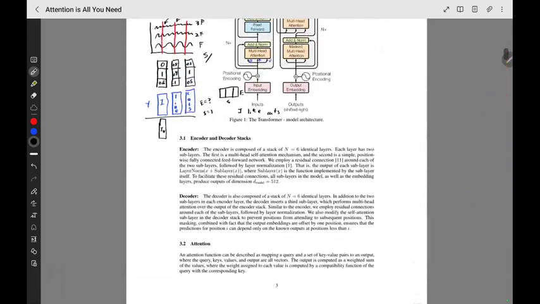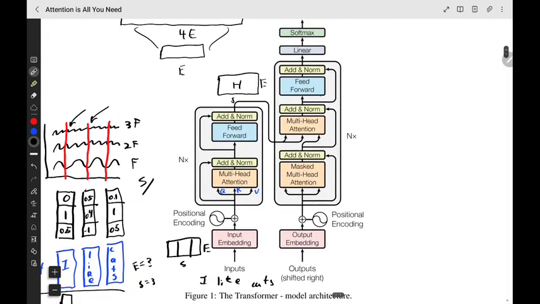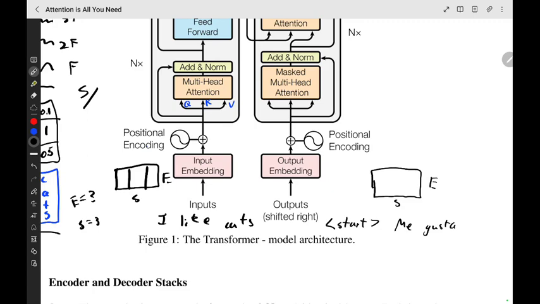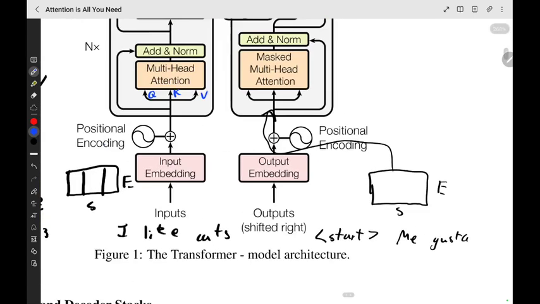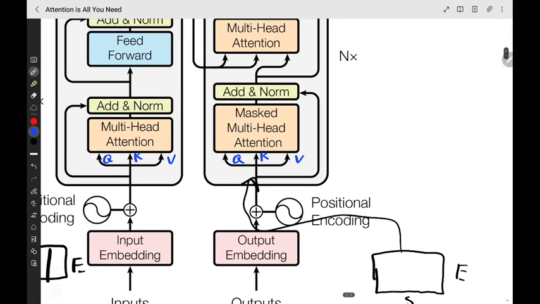And if you want, I can go into masked multi-head attention. I'm a big fan of that. But the way this works is you have the start token, and then so on, however many it generates. Start me gusta. So we'll just say that's our sequence for now. So that'll be an S by E matrix. You add positional encoding, and then you feed it through here. And then you get your queries, keys, and values for your attention. So then this is your attention mechanism.